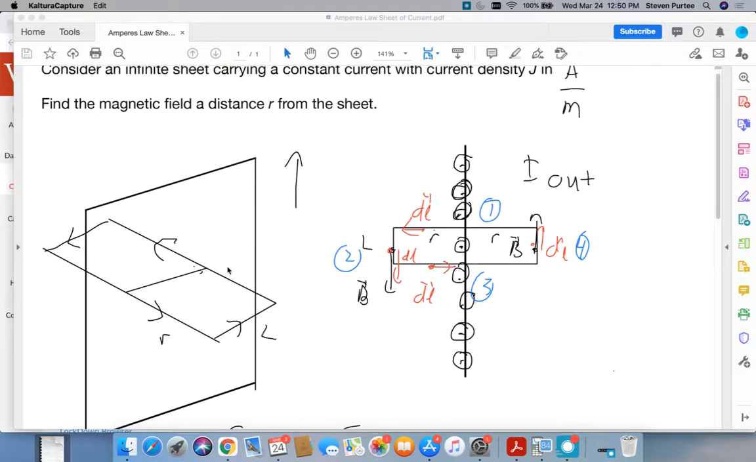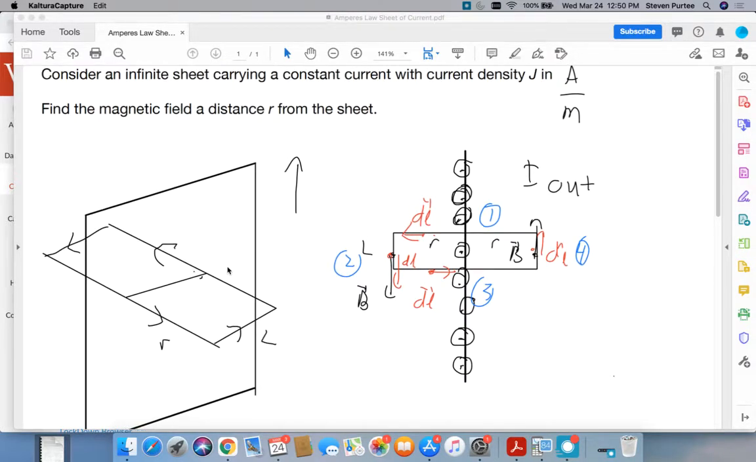So we can't say we have total current I. I is infinite. So we have a current density that's measured in amps per cross-sectional dimension, in this case meters. So our current density is in amps per meter. So we're going to need that to find an I enclosed at some point. That's the tricky part, is thinking about units to find I enclosed.